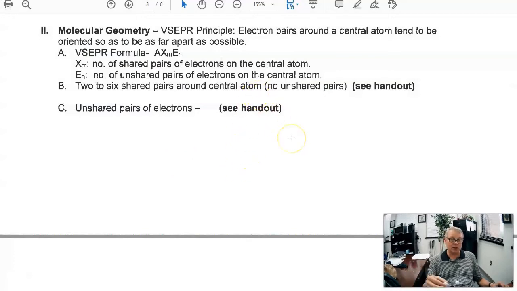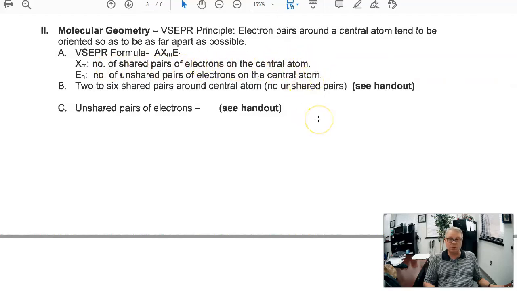When you're doing this, it is useful to be able to write something called a VSEPR formula. And it kind of takes this form right here. A, x to the m, e to the n. The A is just your central atom. There's always an A. That's not going to be the important part. X to the m is the number of shared pairs of electrons on the central atom.